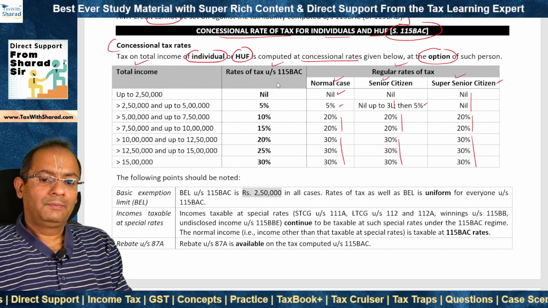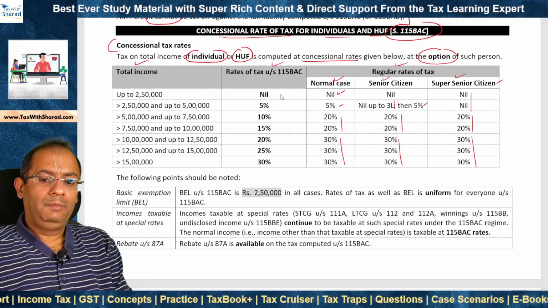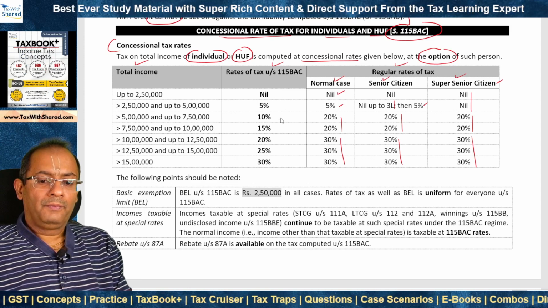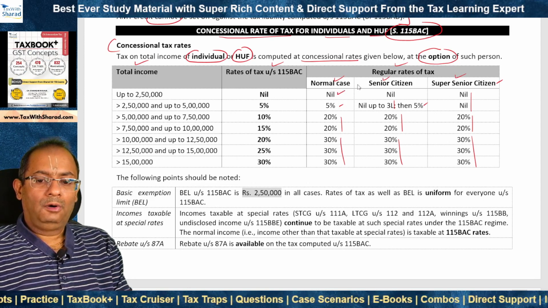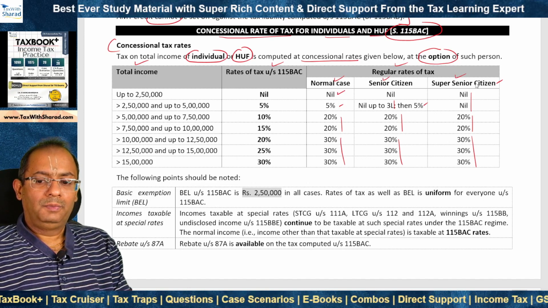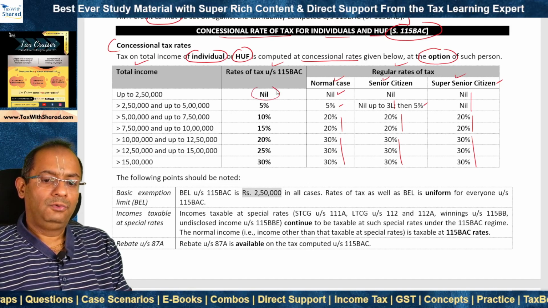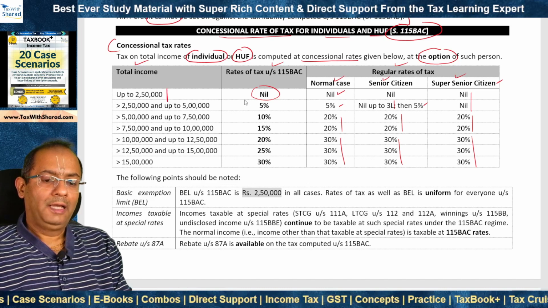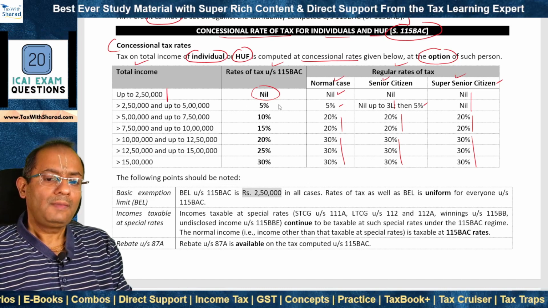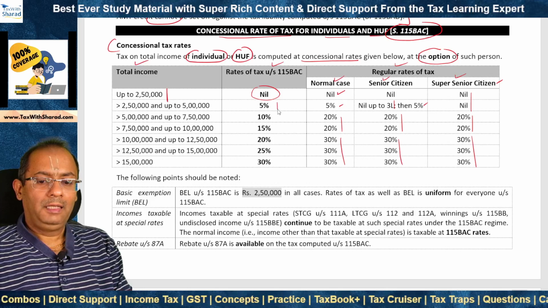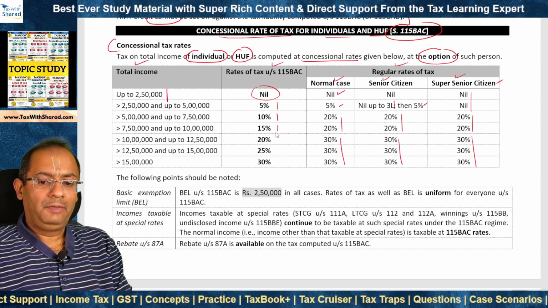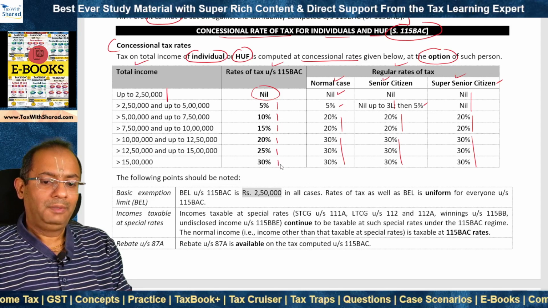As against this, the rates of tax under 115BAC are uniform, as you can see here, for the normal case, senior citizen case, as well as super senior citizen case, and the basic exemption limit for everyone is 2,50,000. So there is no tax up to 2,50,000. And then the rates of tax increase by 5%. So 5, 10, 15, 20, 25 and 30%.